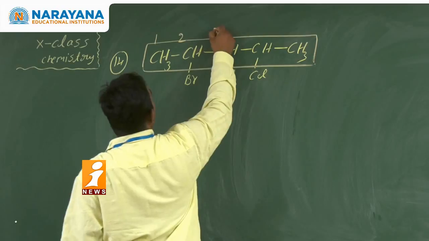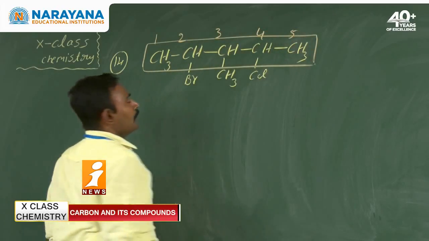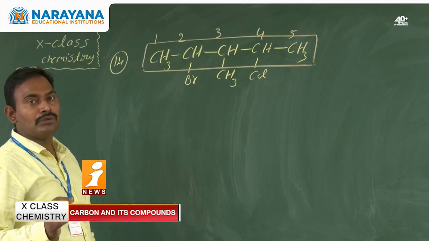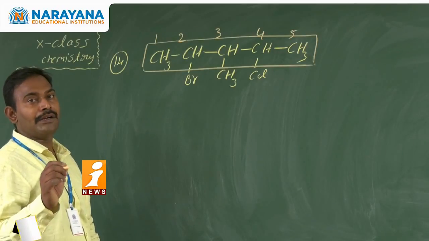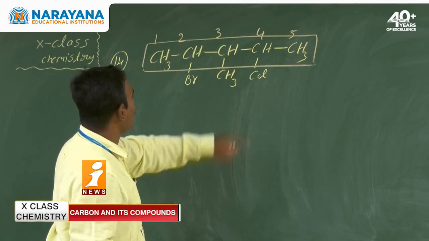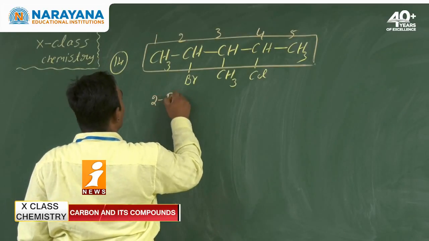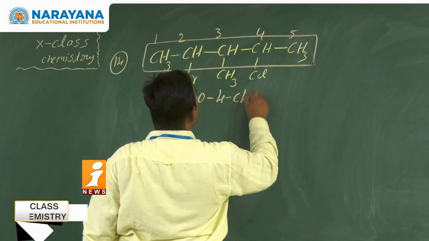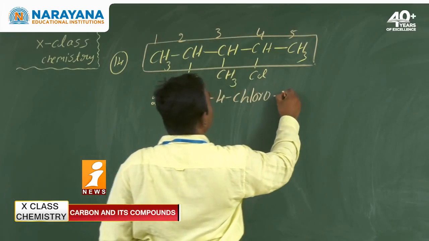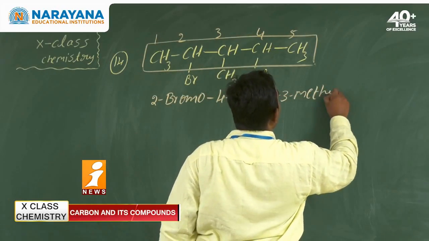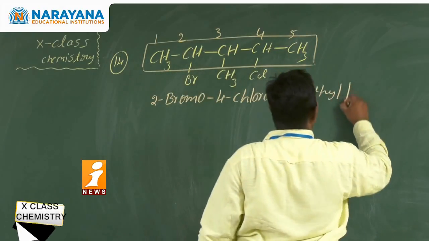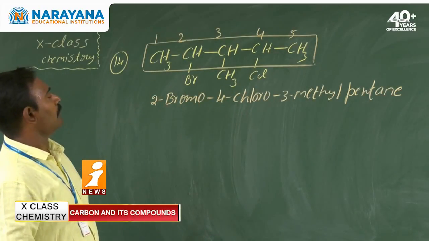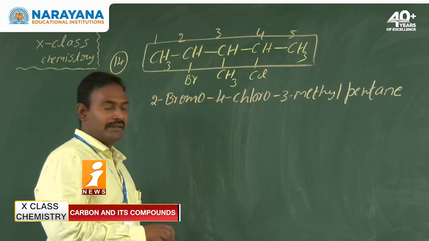1, 2, 3, 4, 5. Now while writing the substituents also, we have to write them according to alphabetical order, not according to the numbering. So according to alphabetical order, what do you write here? 2-bromo, 4-chloro, next 3-methyl. Total how many carbons are there? 5 carbons, then pentane. So 2-bromo, 4-chloro, 3-methylpentane.